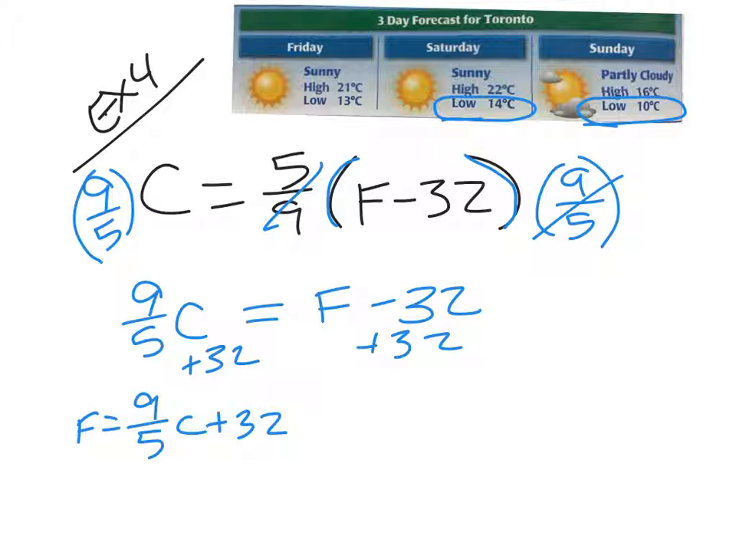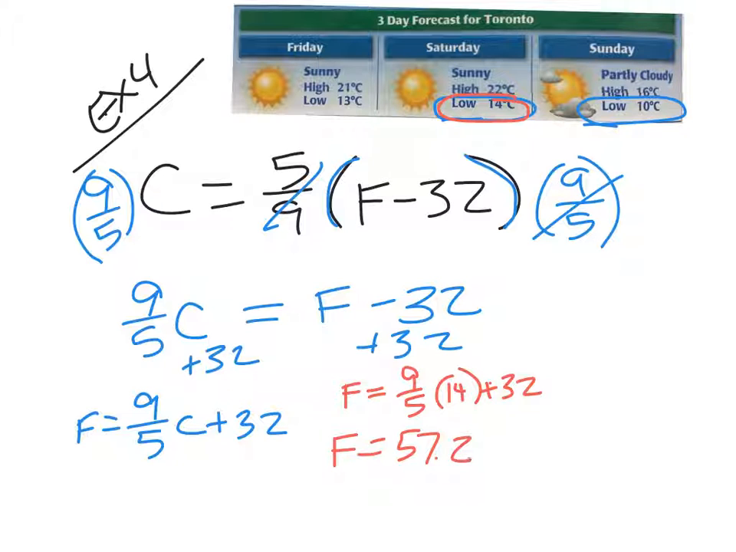All right, so now to solve, I need to plug in my 14 where? Where the C is. So for the first one, I'm going to say F equals 9/5 times 14 plus 32. So if you grab your calculator and do 9/5 times 14, you get 25.2, and you add 32 to that, you get 57.2 degrees Fahrenheit. And this is what day?